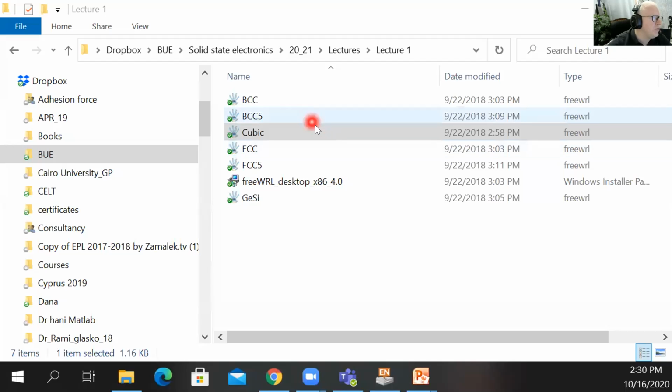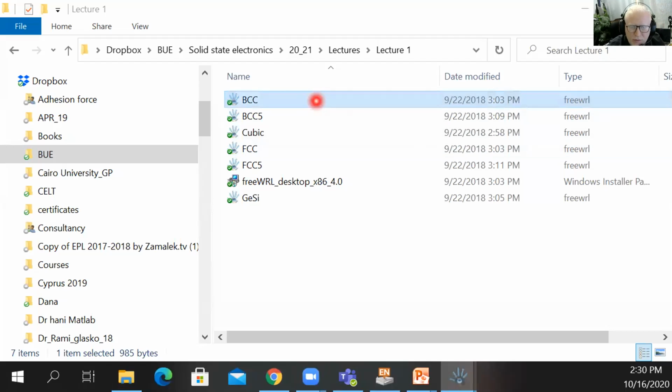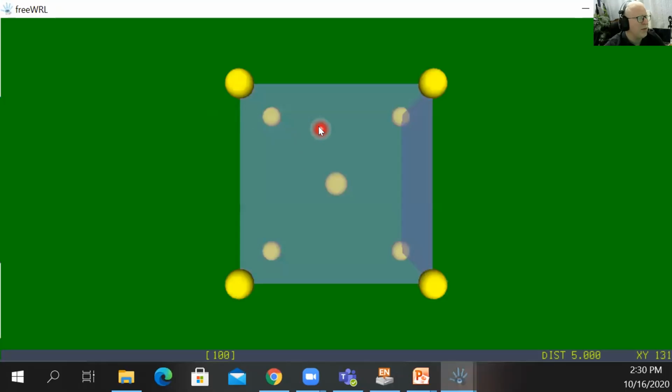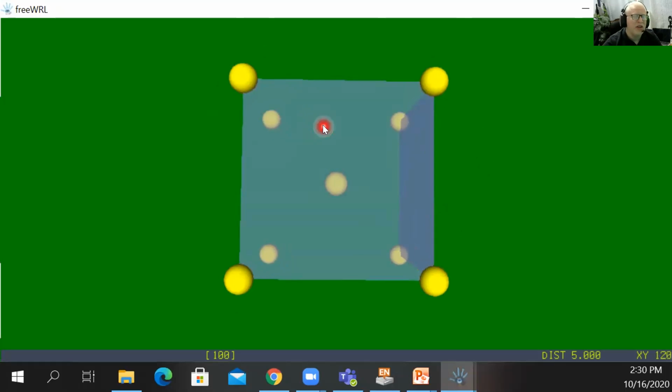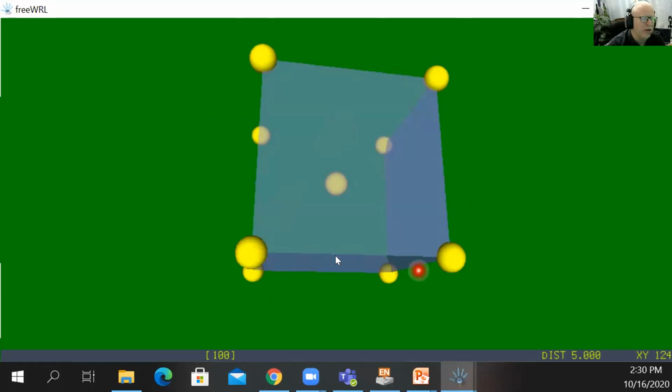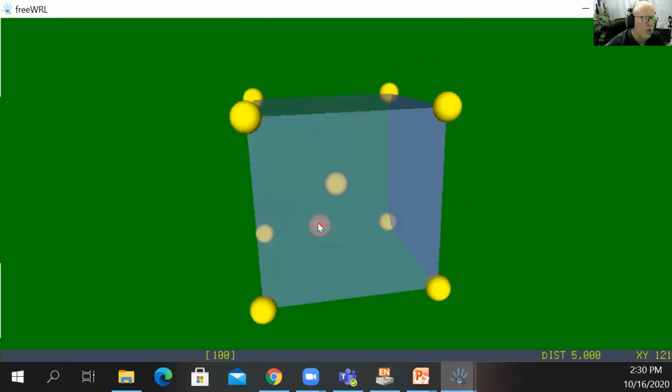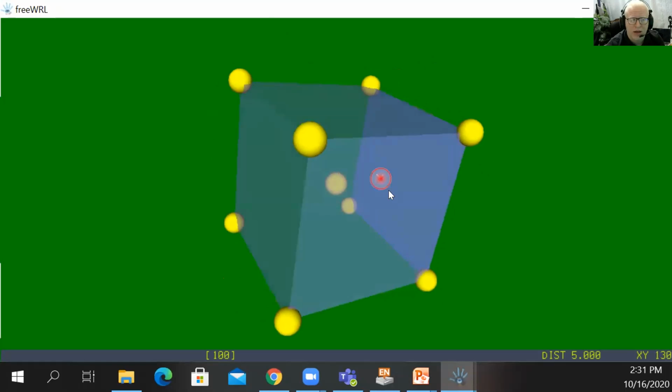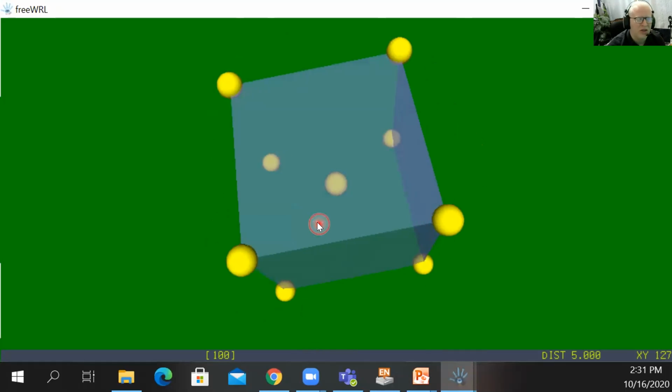Now let's move to another example. Let's go to the body-centered cube. So this is the body-centered cube. Again, the geometry is the same. It's a cube because, as you can see, the x-axis edge equals the y-axis edge equals the z-axis edge. However, the atom arrangement is now different. We have one atom in each corner, and also one atom in the center of the cube. That's why it's called a body-centered cube, or BCC.